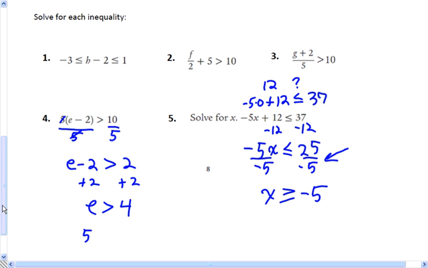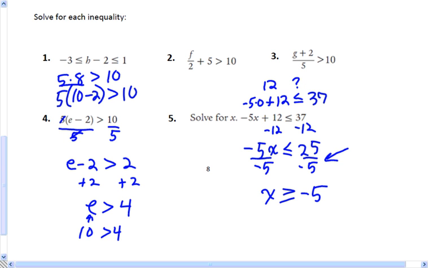You can even do a bigger number than that, like say 10. 10 is greater than 4, so 10 I should be able to put in for e, and it'll make it true. So I'm going to do 5 times 10 minus 2, see if that's greater than 10. That's 5 times 8. And that's certainly true because 5 times 8 is 40, and 40 is greater than 10. So it looks like we got the sign right on that one. And notice we did not have to switch the sign on that one.